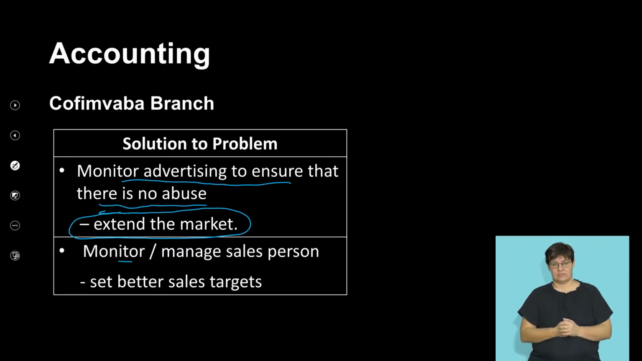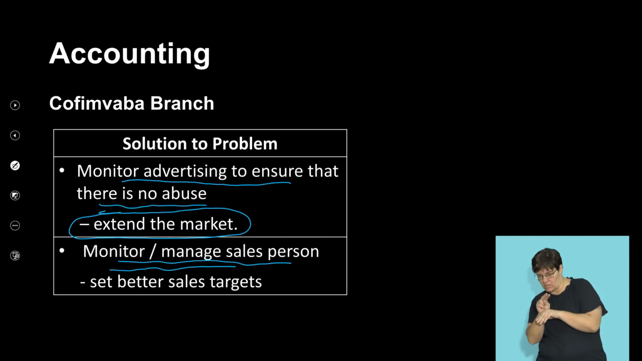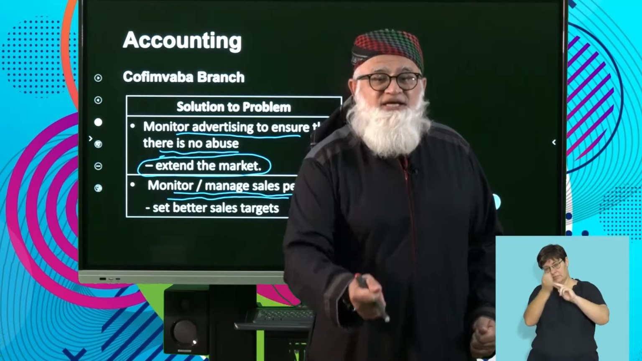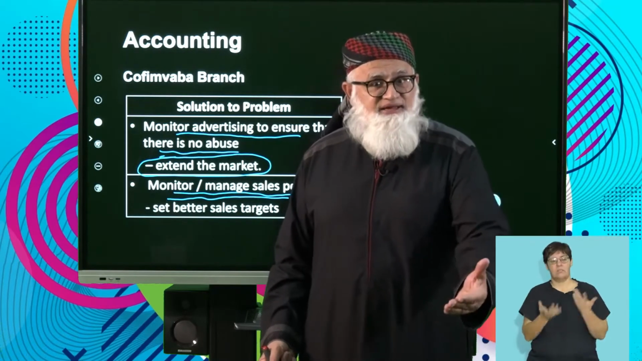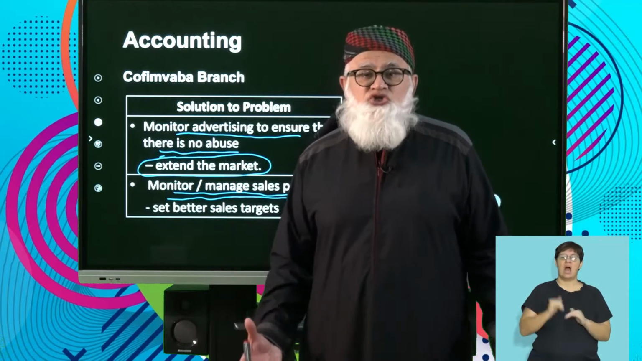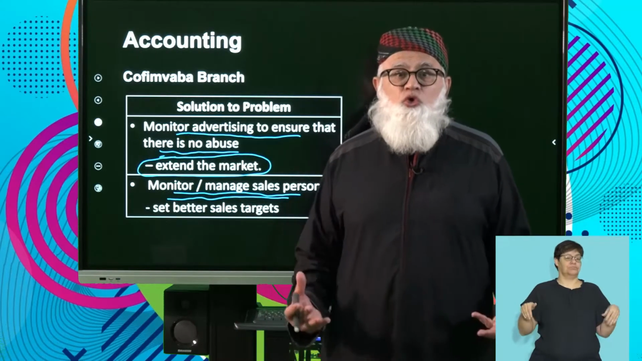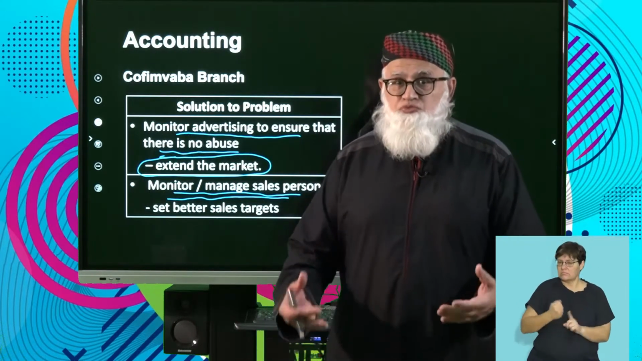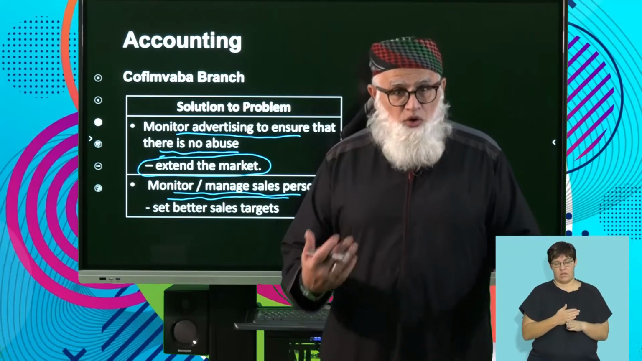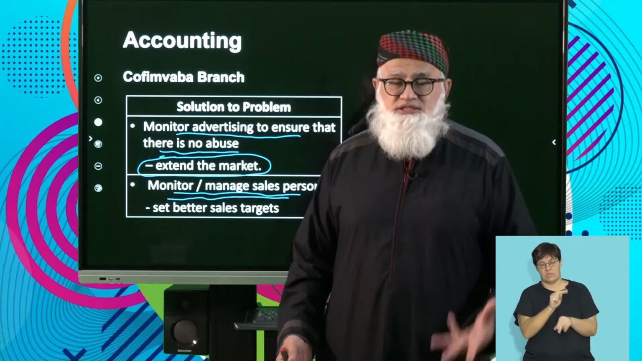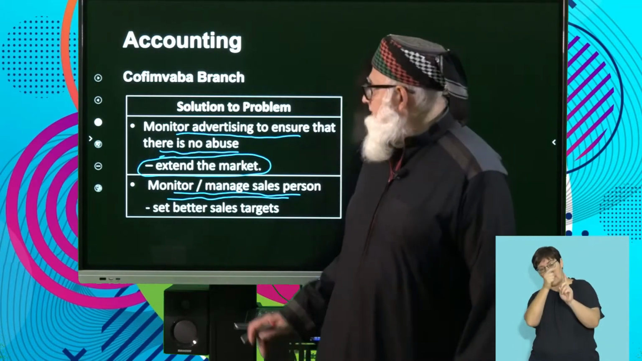Monitor and manage the salesperson. Obviously, set better sales targets. This means, therefore, that you have to now monitor your salesperson, because clearly, because of the high salary, you're noticing that there is not enough units being sold. So clearly, you need to put strategies in place where you monitor the salesperson, and also you then set targets for the sales team.